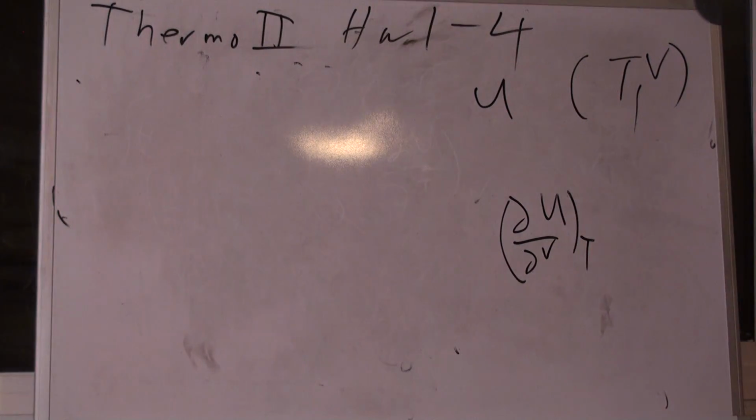But I really have to think about that. U is only a function of temperature, meaning that if I change anything else, let me rephrase that. If I change anything else, but keep the one thing it depends upon constant, it can't change, because it's the only thing it depends upon.